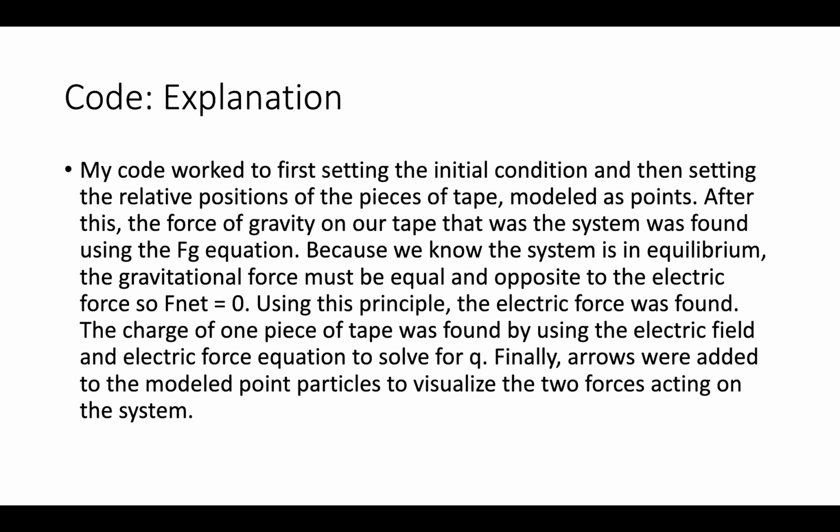My code worked to first set the initial conditions and then set the relative positions of the pieces of tape, modeled as points. After this, the force of gravity on our tape, that was the system, was found using the Fg equation. Because we know the system is in equilibrium, the gravitational force must be equal and opposite to the electric force, so F net will equal 0. Using this principle, the electric force was found. The charge of one piece of tape was found by using the electric field and electric force equations to solve for Q. Finally, arrows were added to the modeled point particles to visualize the two forces acting on the system.